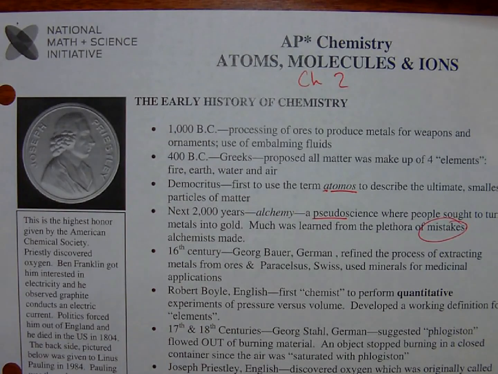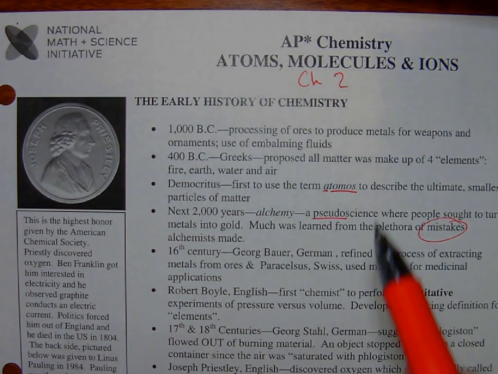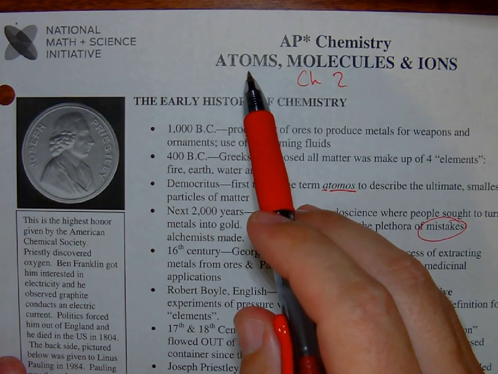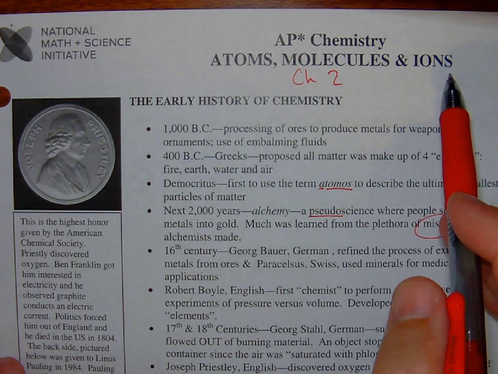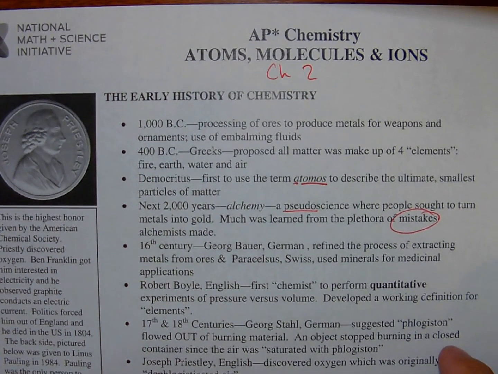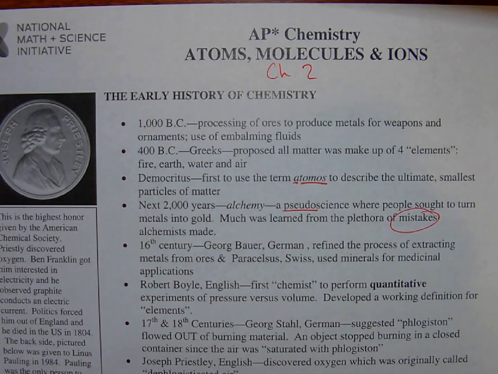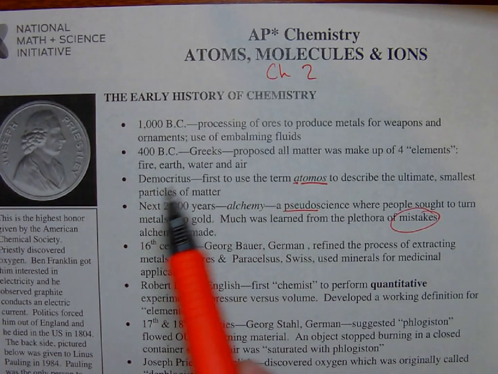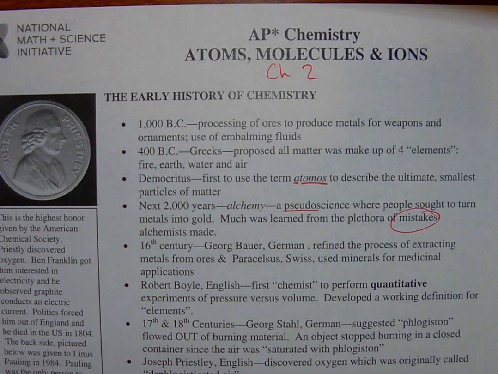AP, let's get started with Chapter 2. This chapter is going to talk about atoms, molecules, and ions. And while it is true that there may not be very many questions on the AP exam that assess this information directly, that is true. However, this type of information is going to be the information that you use to critically assess the questions that are on the AP exam.